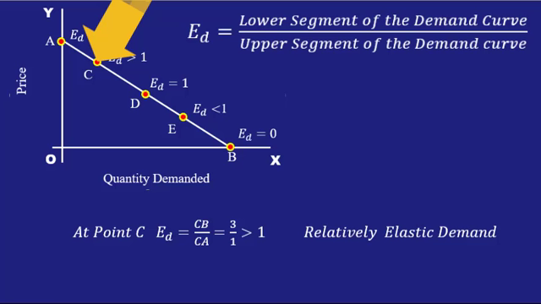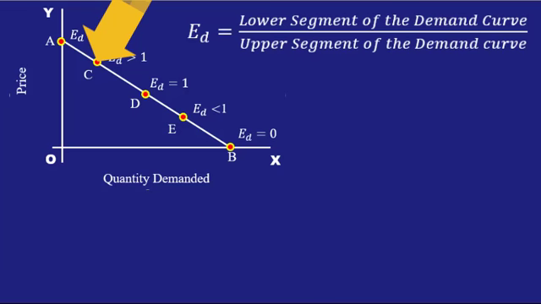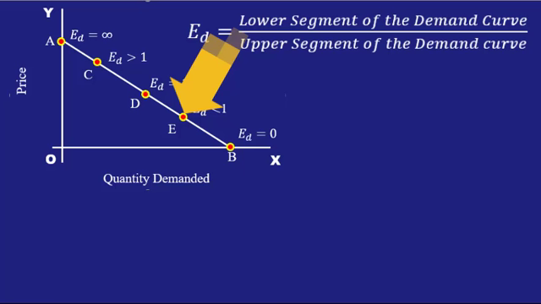Elasticity at point C is equal to lower segment of the demand curve divided by upper segment of the demand curve. Lower segment CB, 3 centimeters. Upper segment CA, 1 centimeter. 3 divided by 1, 3, greater than 1. Demand is relatively elastic. We shall measure elasticity of demand at point E.